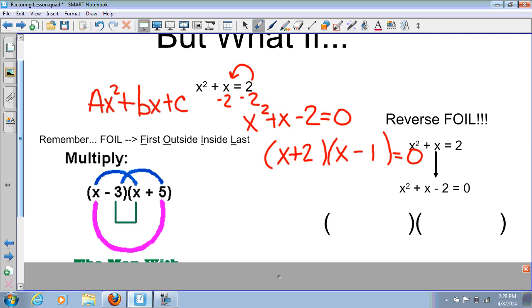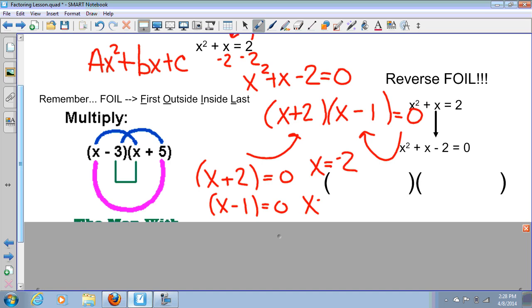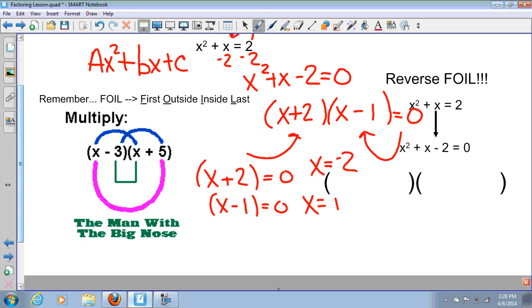Remember the 0 property? If I multiply something by 0, what do I get? 0. So if either of these equals 0, then the whole thing is 0. So what I'm going to do is set each of these, x plus 2 and x minus 1, equal to 0, and solve for x. You might be able to do that mentally. What number plus 2 will give me 0? Negative 2. So if x is negative 2, it will be a 0. What would make x minus 1 equal 0? Well, 1. If x is 1, then the whole thing will be 0. Then you can go in and try it out if you want to.